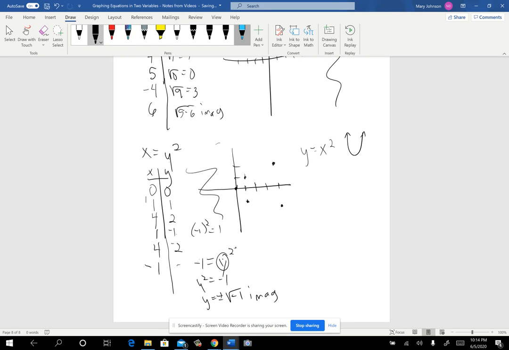So this one still had that U-shaped look, but it was turned over. See how that x was by itself instead of the y being by itself? A similar thing happens, by the way, with absolute value. Y equals absolute value of x is a sharp V like that. X equals absolute value of y is a V on its side. Okay. All right. So at this point, I'm going to stop.